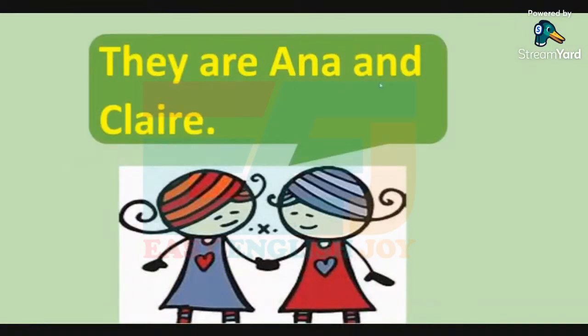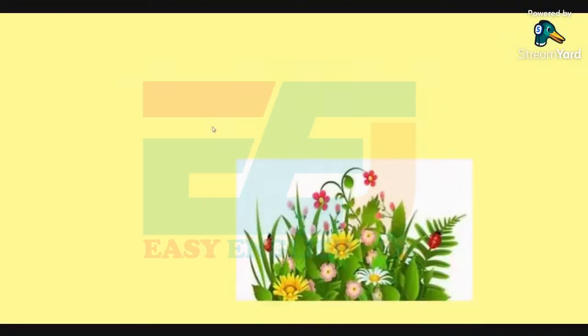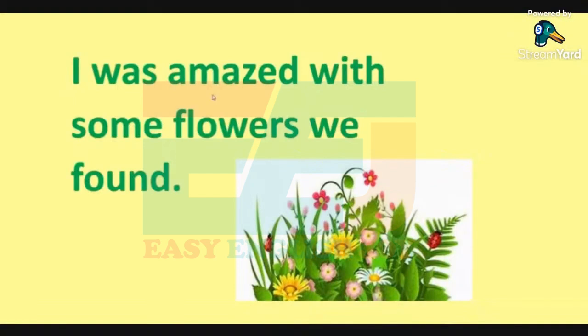They are Anna and Claire. So in this example, we are talking to girls, Anna and Claire. So we use are. I was amazed with some flowers we found. In this example, we use was here because we are talking about the past.